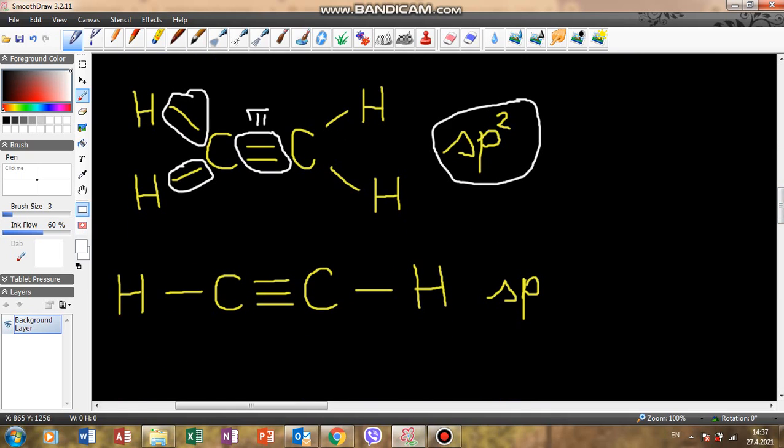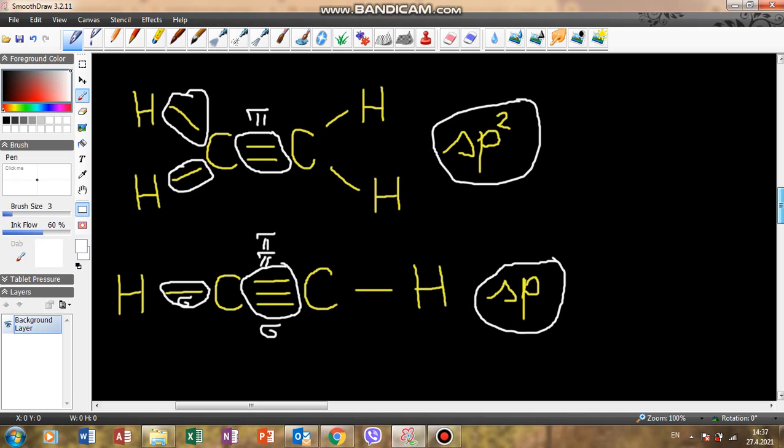And finally, we have sp type of hybridization, and how are you going to see or recognize sp type of hybridization? You have two electron density areas around carbon atom, or precisely you have two sigma bonds and you have two pi bonds, which are formed again by lateral overlapping of atomic orbitals.